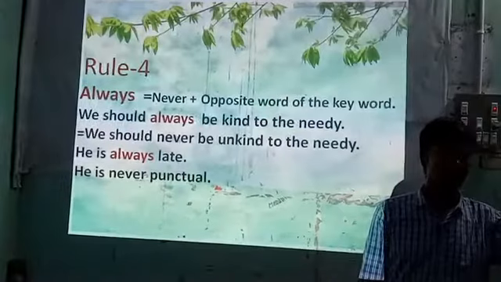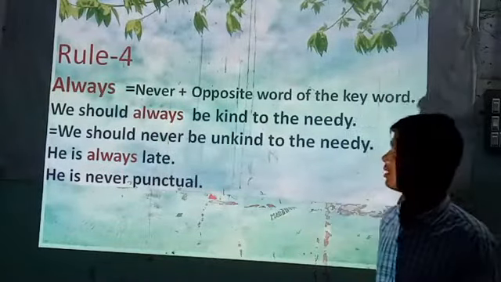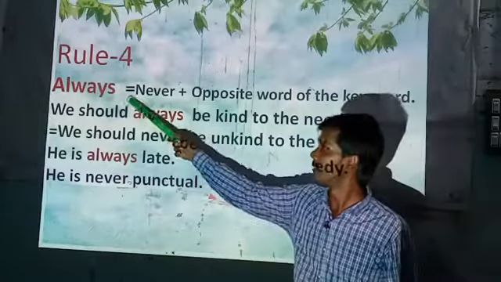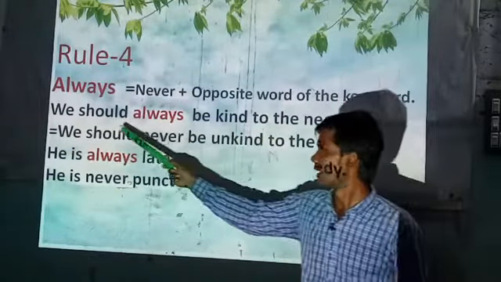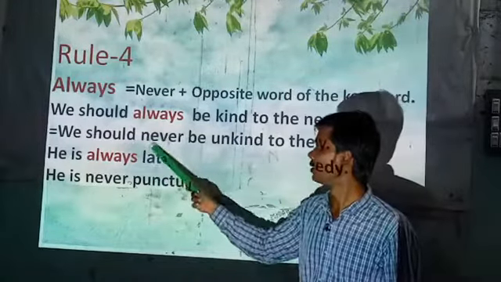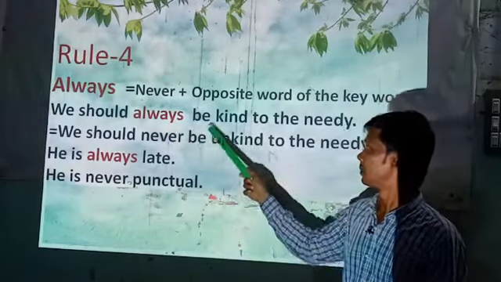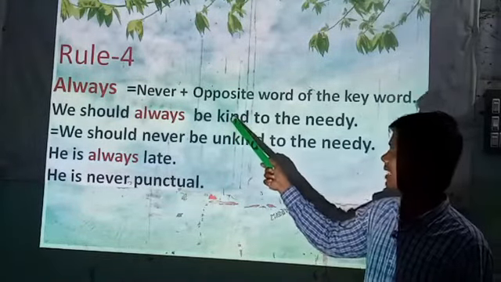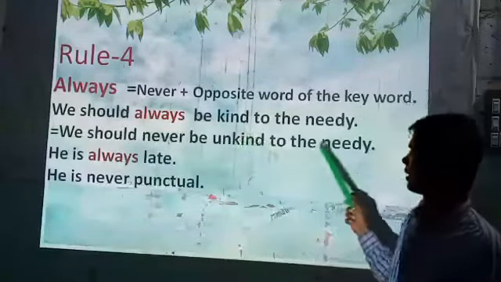Rule number 4. Always. If any sentence is connected with always, how will you transform the sentence into negative? So dear students, listen to me carefully. Always equal to never plus the opposite word of the keyword. For example, we should always be kind to the needy. We should never. In place of always, you must write never, be, and the opposite word of the keyword kind, unkind. The opposite word of kind is unkind to the needy.